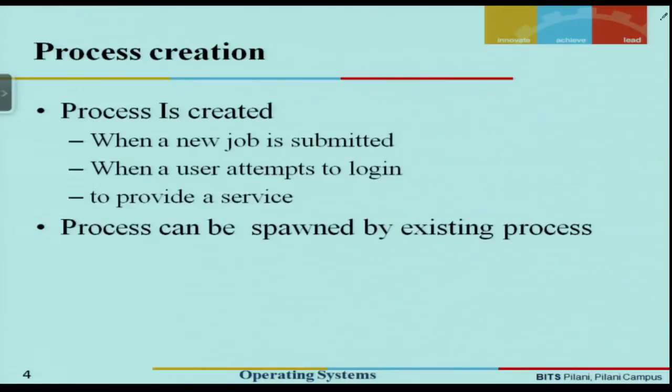How is a process created? Usually a process is created when a new job is submitted. Whenever a user wants to execute a new job, a process will get created. When a user attempts to log in to the system, certain processes will also get created. Processes are also created by the operating system to provide services.